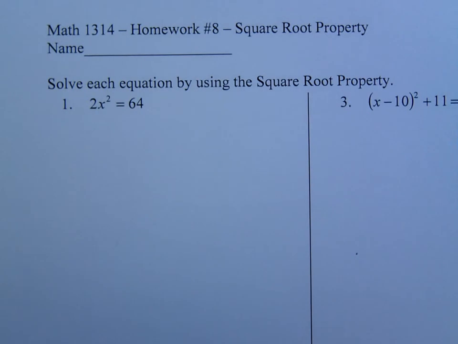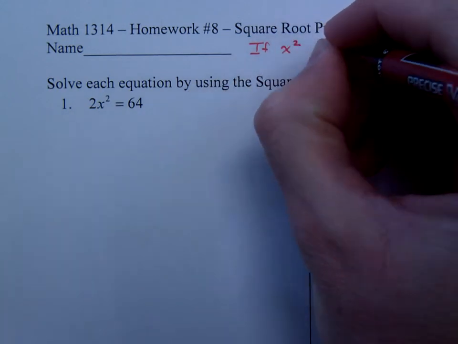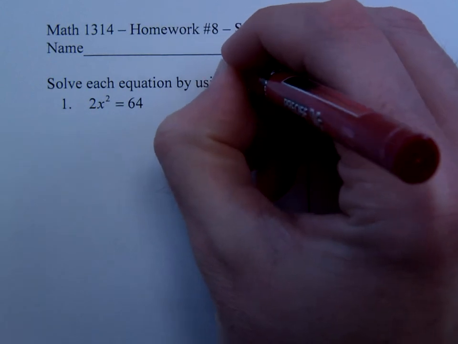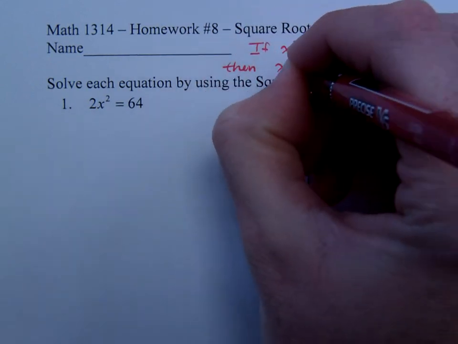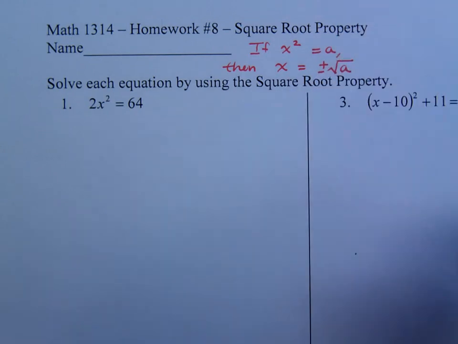In homework number 8, we talk about solving quadratic equations using the square root property. Now, remember what the square root property says. It says that if you have your variable or some variable expression squared is equal to a number, then that means that x is equal to plus or minus the square root of that number.